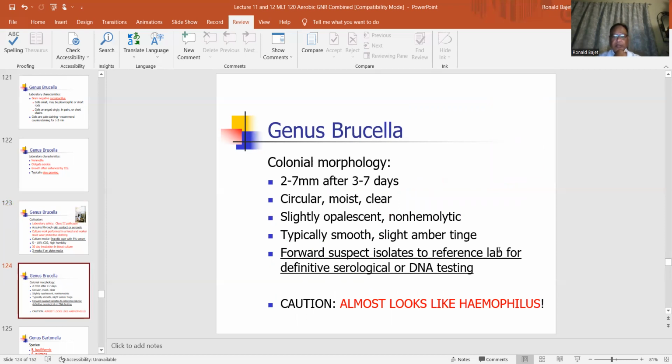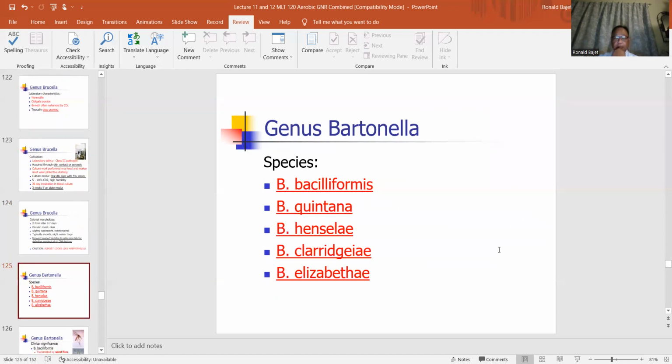Colony 2 to 7 millimeters, 3 to 7 days. This organism almost looks like Hemophilus. So that can be a question, which organism is very similar in morphology to Hemophilus? And the answer is Brucella. Okay, almost looks like Hemophilus. So if you see that question, just remember, think about Brucella.